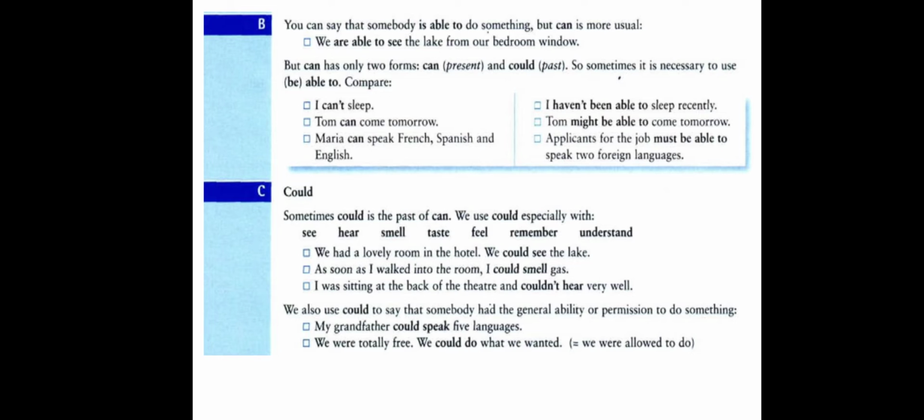Tom, the next example, here we want to use might, and we can't use can after might, so we say Tom might be able to come tomorrow. We use be able to, and might is a modal verb which is followed by the base form in case of present and future, so we use the base form of be, and it is be. So it becomes like this: Tom might be able to come tomorrow.